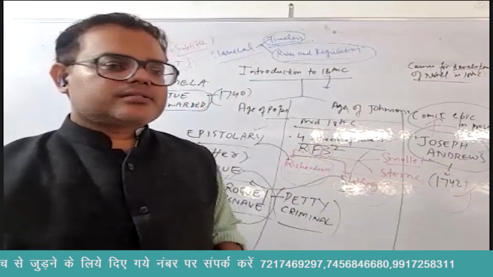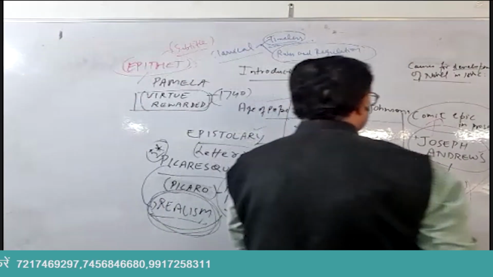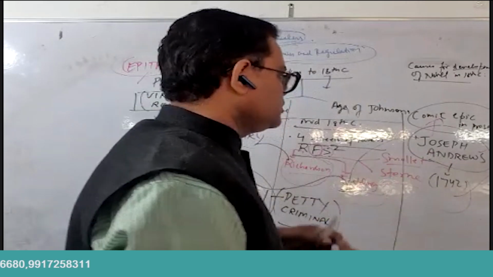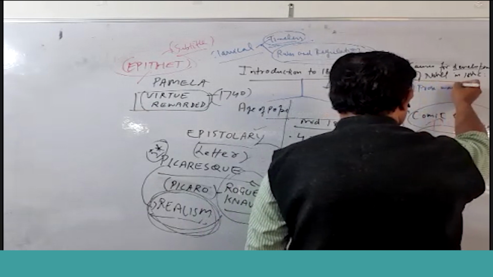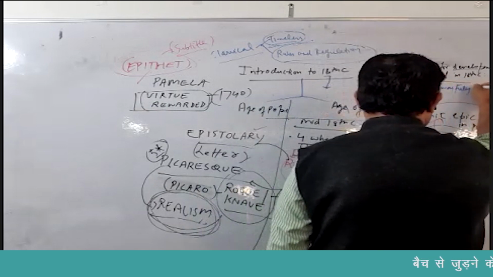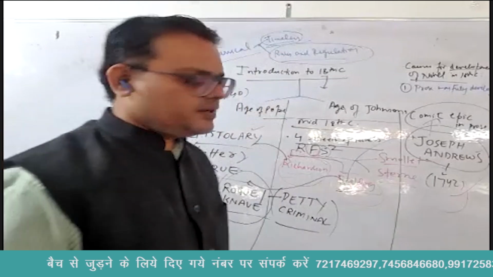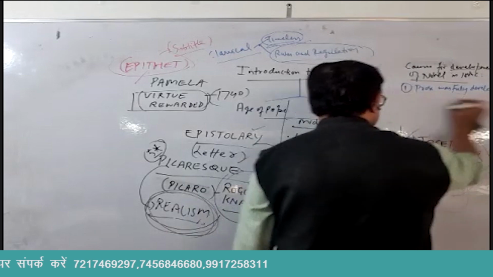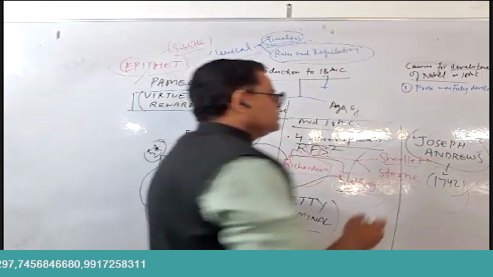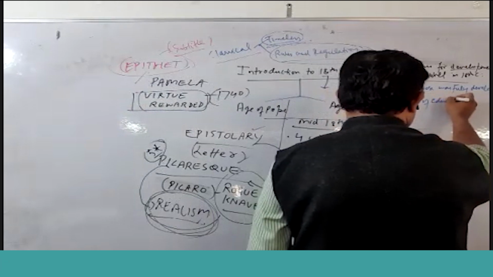So number 1 is causes for development in 18th century. Number 1, as I told you, prose was fully developed. Because prose was fully developed, novels came. That's the first reason. The second reason is, as I've told you, the rise of educated middle class.